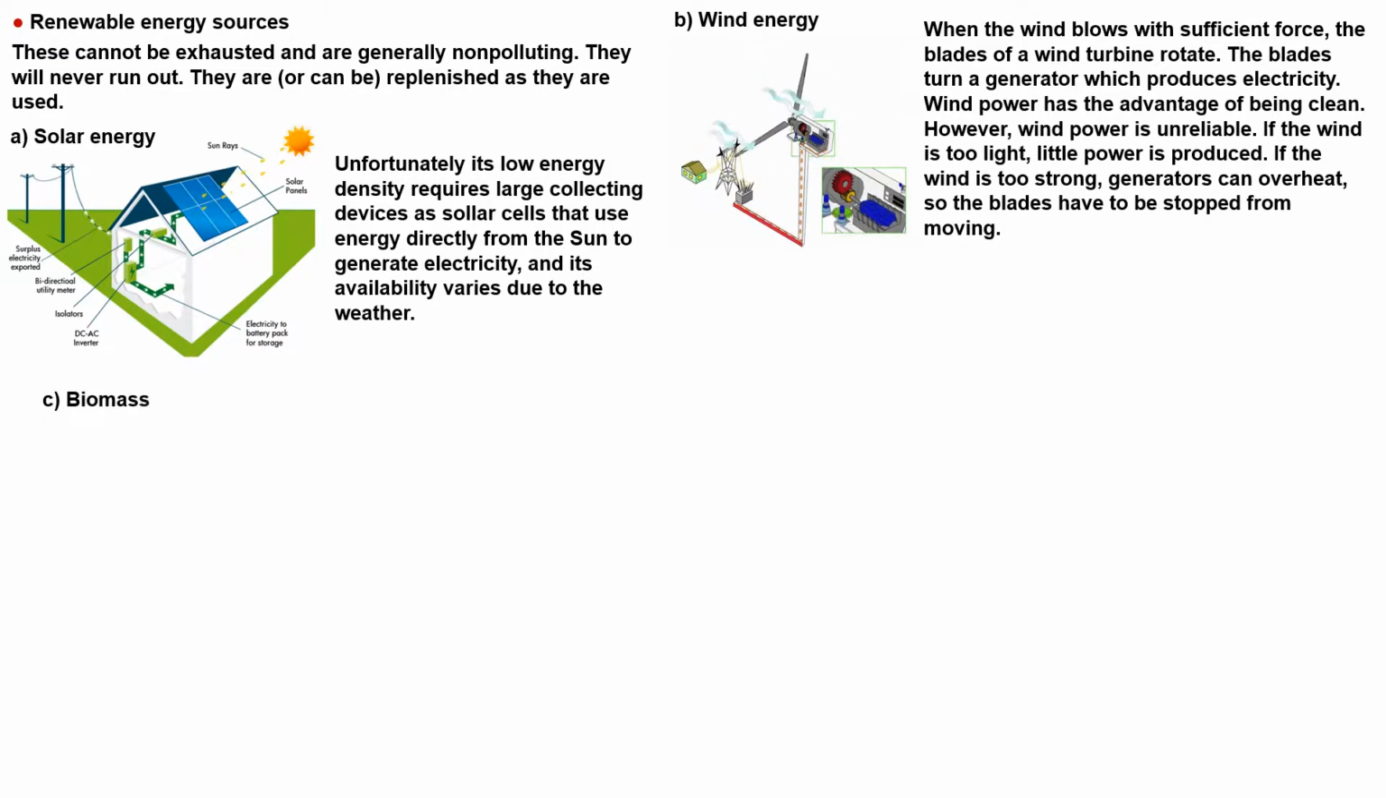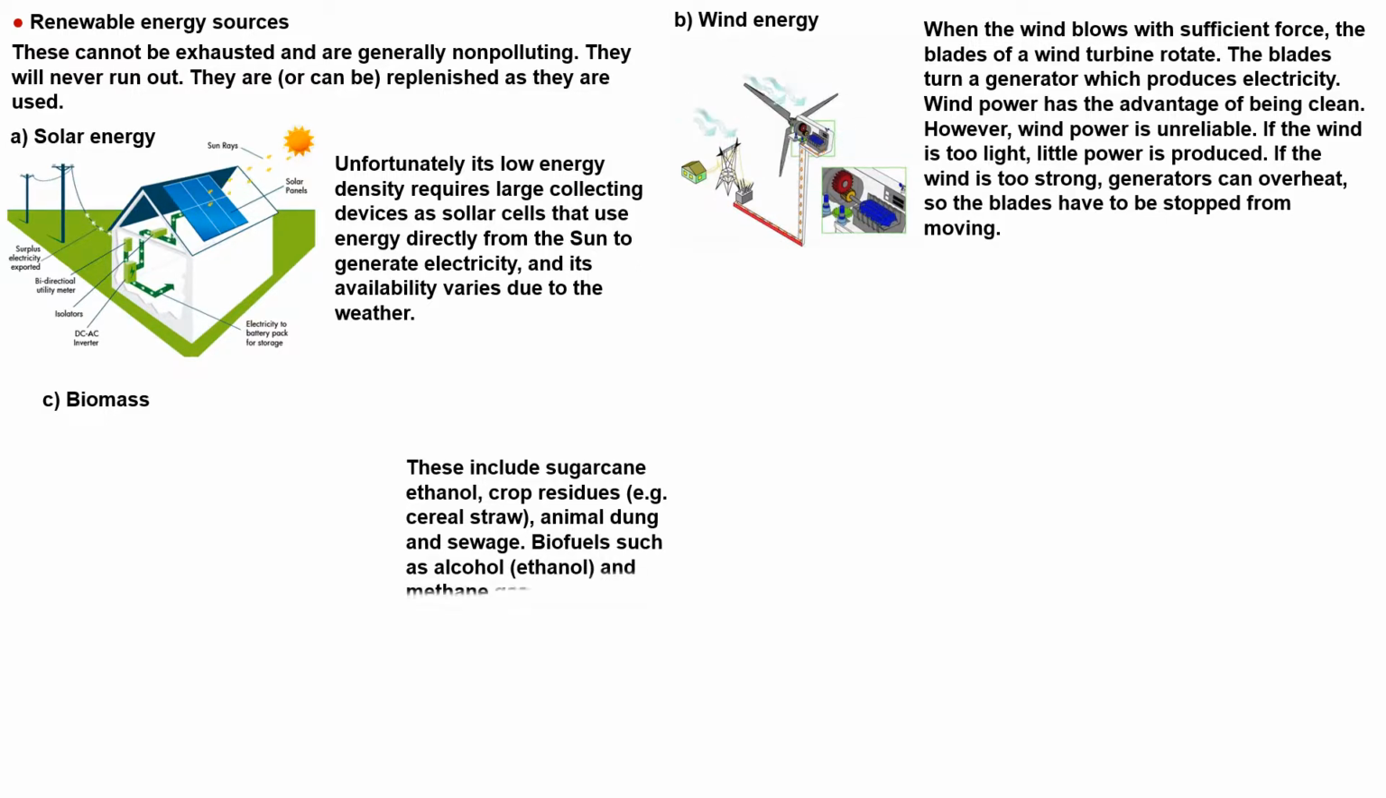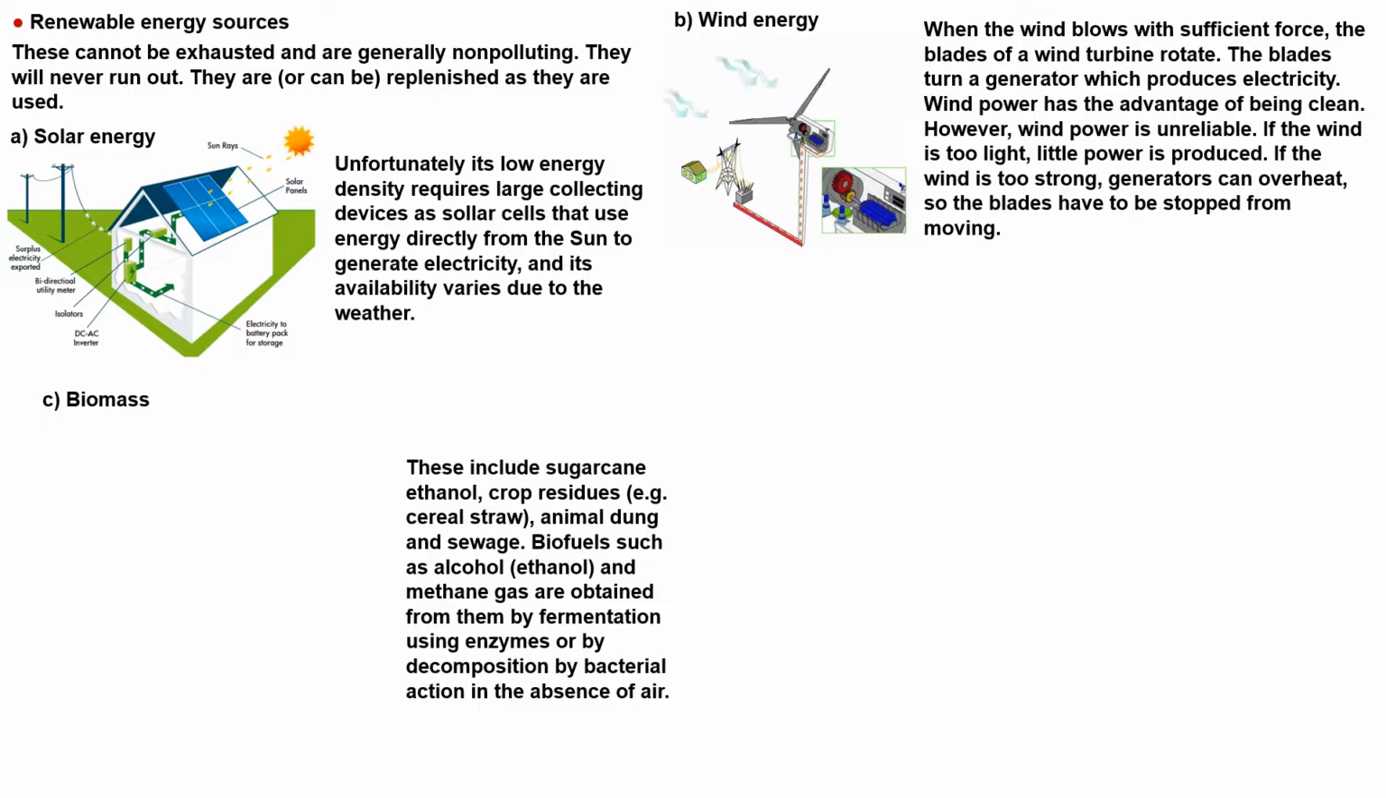Biomass. These include sugarcane ethanol, crop residues, cereal straw, animal dung, and sewage. Biofuels such as alcohol, ethanol, and methane gas are obtained from them by fermentation using enzymes or by decomposition by bacterial action in the absence of air.